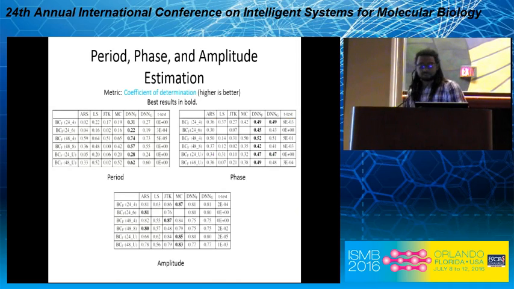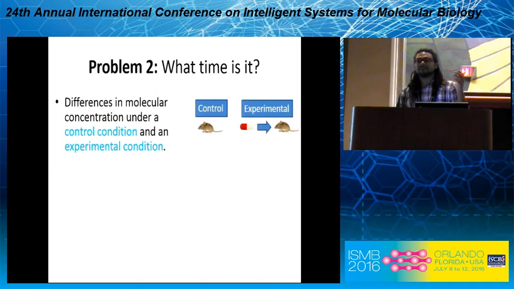These are the results for estimating the period, phase, and amplitude. We can see BioCycle performs the best when estimating the period and the phase, and it's comparable to other methods when estimating the amplitude. Now, the second problem we want to tackle is: what time is it?